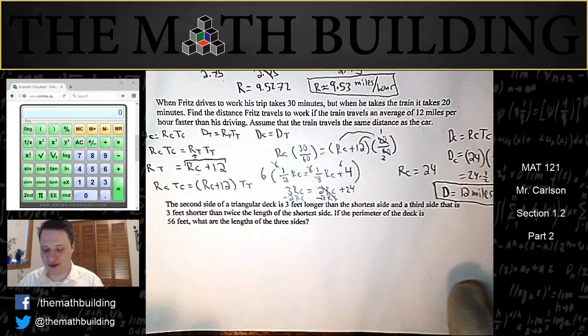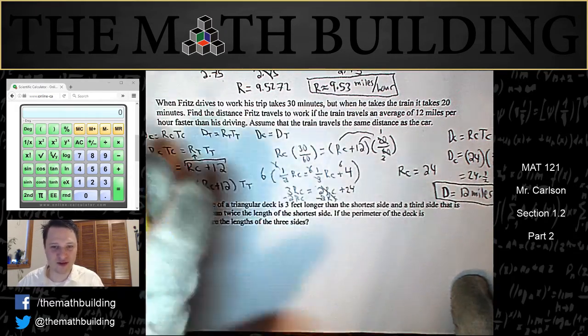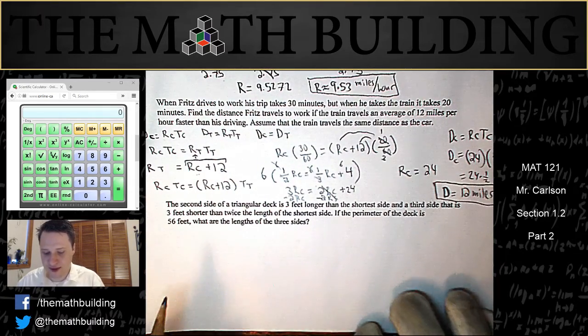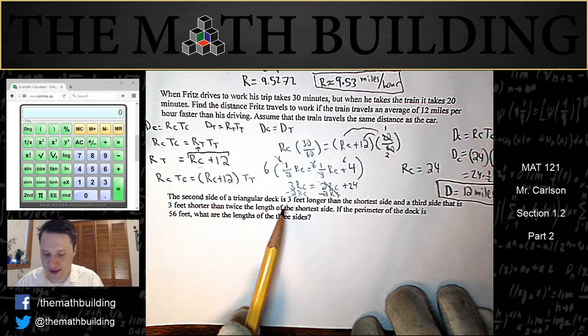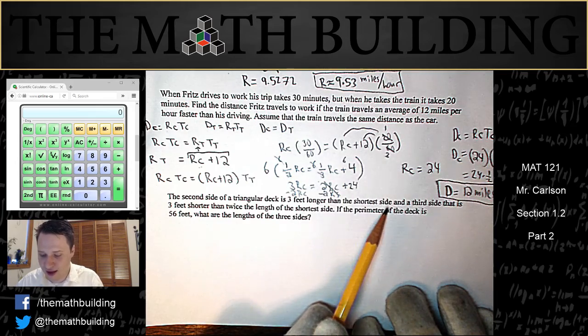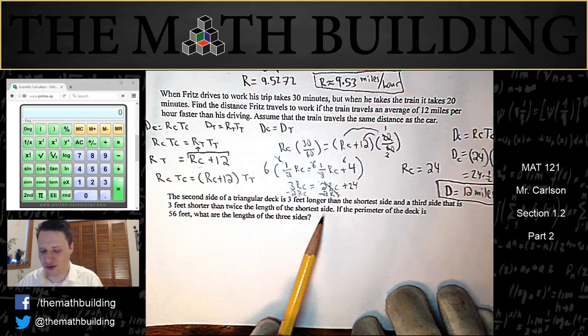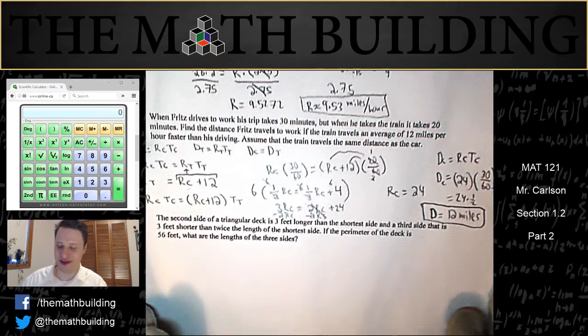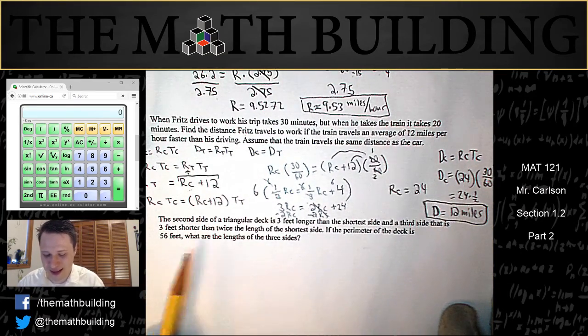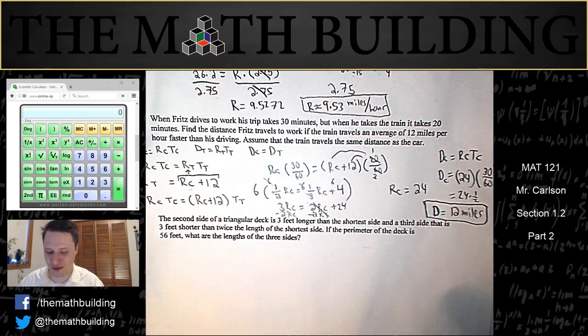You'll be happy to know this next problem I think is a little easier than that distance rate one we just did. It says the second side of a triangular deck is 3 feet longer than the shortest side and a third side is 3 feet shorter than twice the length of the shortest side. Good grief. If the perimeter of the deck is 56, what are the lengths of the three sides?